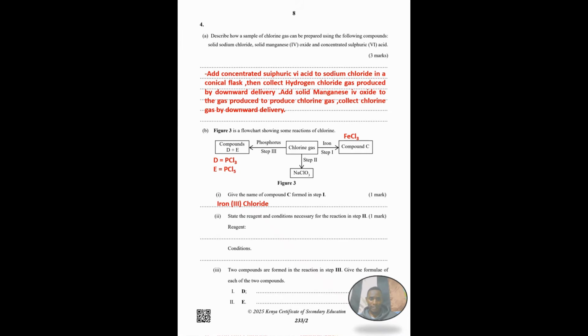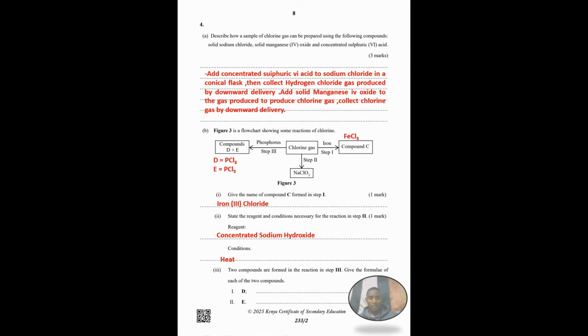So the reagent in this case is sodium hydroxide, which is concentrated sodium hydroxide, and the condition that we require in this case is always heat, because it must be hot for the reaction to lead to the formation of sodium chlorate 5. So the condition in this case is high temperature, so it's heat.